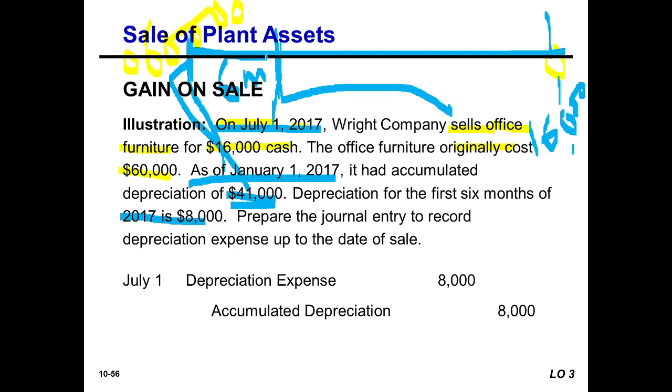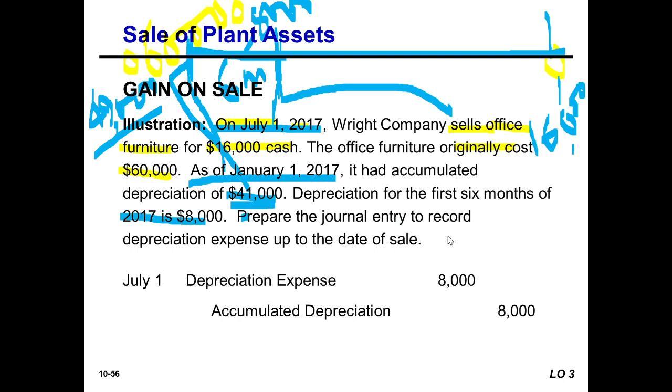So this first 6 months depreciation is $8,000. Here $41,000 plus $8,000, so the total will be $49,000. The depreciation for the first 6 months is $8,000. Prepare the journal entry to record depreciation expense up to the date of sale.